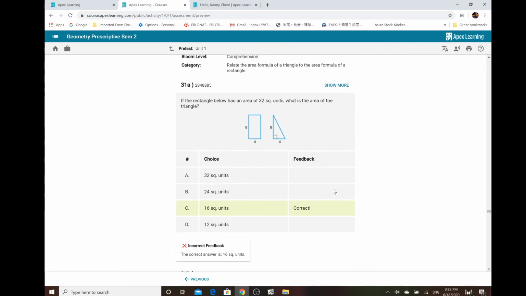So now if the rectangle below has an area of 32 square units, what's the area of the triangle? One thing that we notice is the area of a triangle is always half of the area of the rectangle. So the area of the rectangle is 32, which means the area of the triangle is half of it. Half of 32 is 16. Another way you can find the area of a triangle is base times the height divided by 2. So 4 times 8 is 32, divided by 2 is 16.